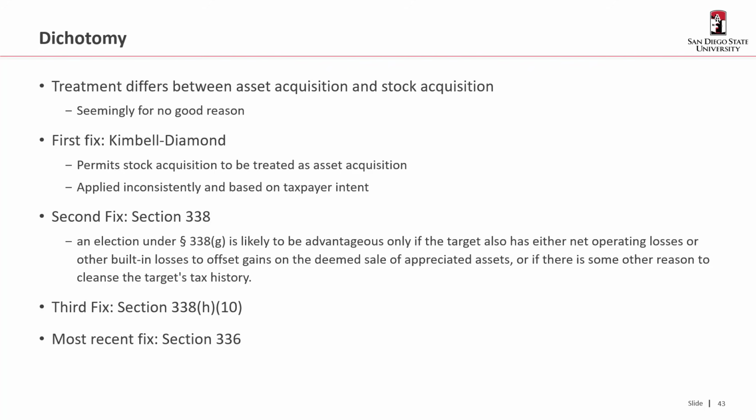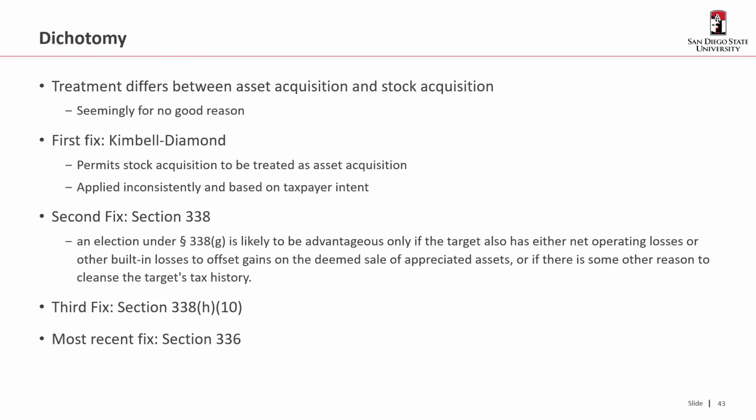Okay, so somehow we need to try to fix this. And years ago, the first thing they tried to do was this Kimball-Diamond concept, and it was a total failure. So the second thing they did was they created Section 338. And what we're going to show is that an election under 338 is probably only advantageous if the target either has NOLs or other built-in losses to offset the gains on a deemed sale of appreciated assets, or there's just some other reason to try to cleanse the target's tax history. The third fix was 338(h)(10), and now the most recent fix is 336.